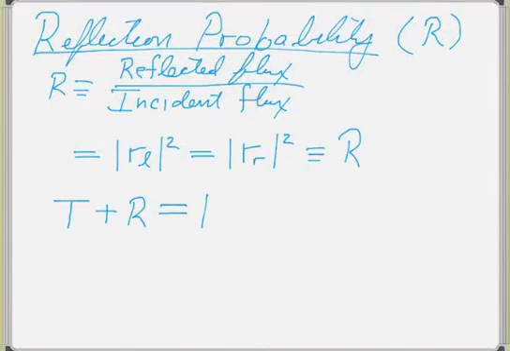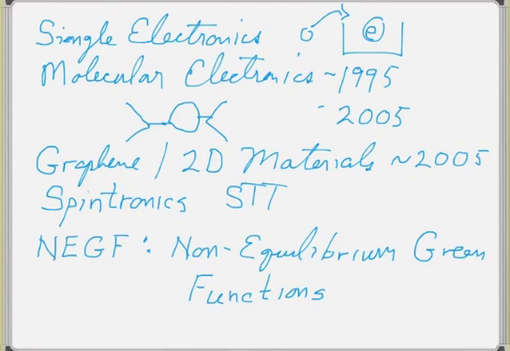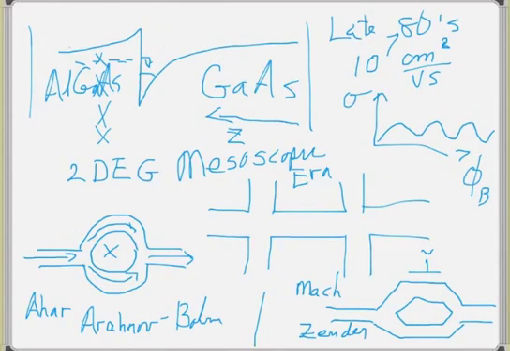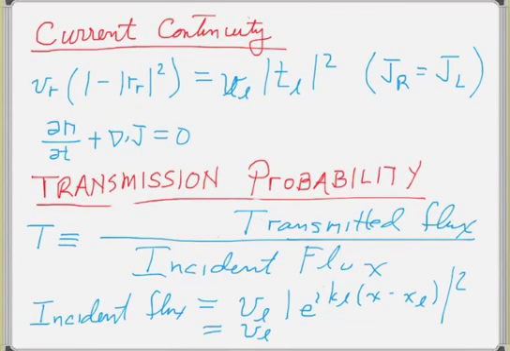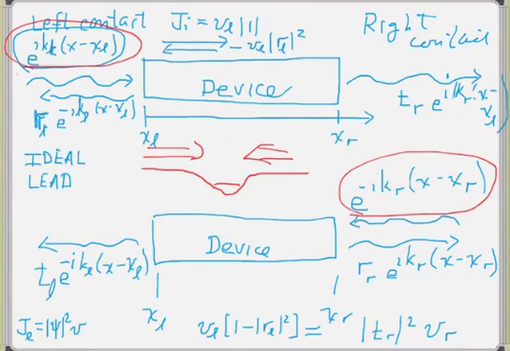We've defined our reflection and transmission coefficient. We looked at this picture that really everything is based on, where you have this device region. Somewhat arbitrarily, you define your device region, your left lead, your right lead.